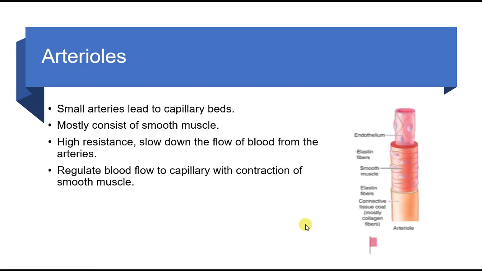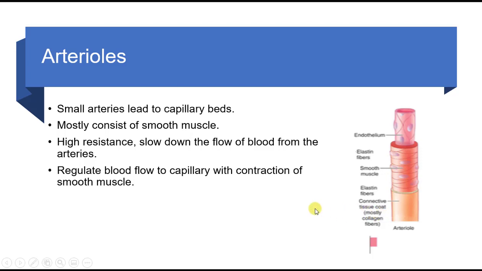Arterioles are generally very small arteries that lead to capillary beds, and they mostly consist of smooth muscle. If you look at this diagram, we can see that the innermost layer of the arteriole is composed of endothelium, which is surrounded by a smooth muscle layer. The outermost layer is the connective tissue layer, and this is composed of mostly collagen fibers.